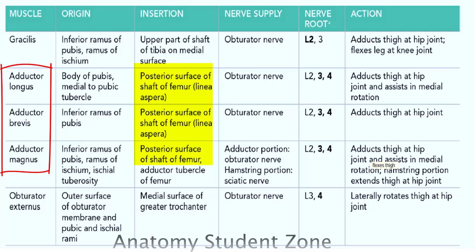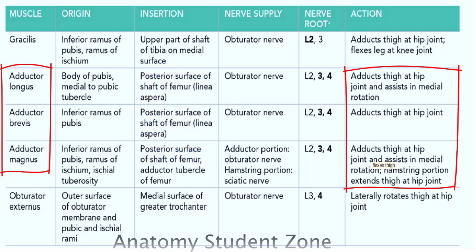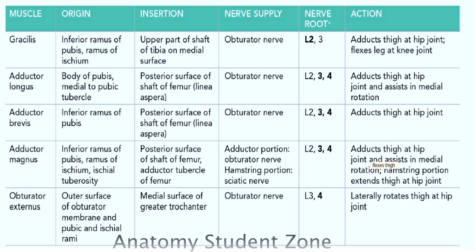Regarding the function, all these muscles are adductors of the thigh at the hip joint, but magnus has two parts, the adductor part and the hamstring part. The adductor part is also a flexor at the hip joint and the hamstring part is an extensor at the hip joint. In a nutshell, this muscle is an adductor, flexor and extensor of the thigh at the hip joint. The last muscle of this group is gracilis, and you know this is a two joint muscle. It acts at both the hip joint and knee joint. At the hip joint, gracilis is an adductor, and at the knee joint, it flexes the leg.